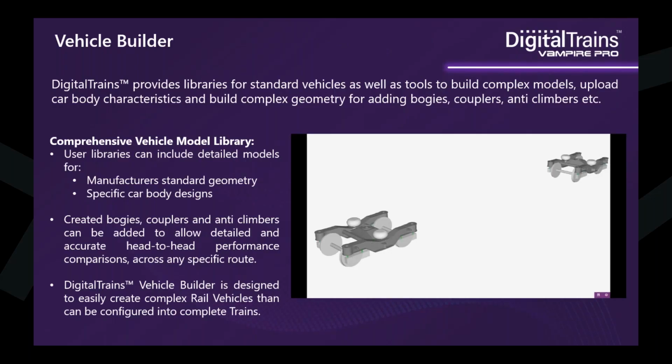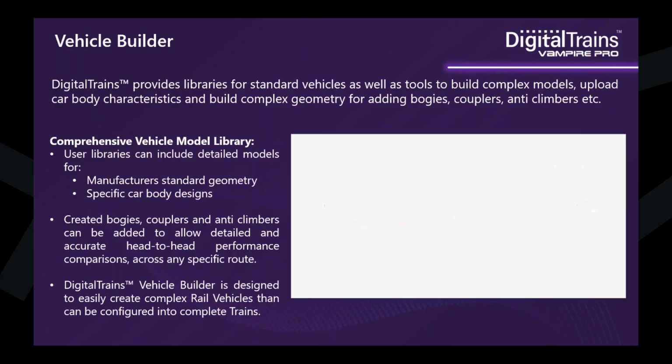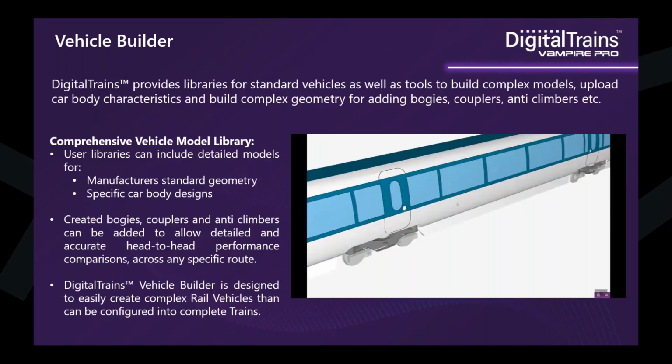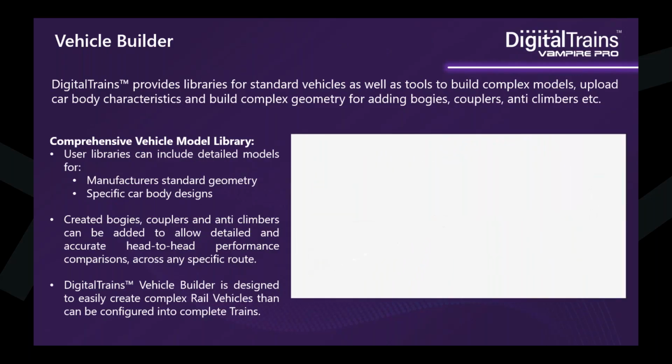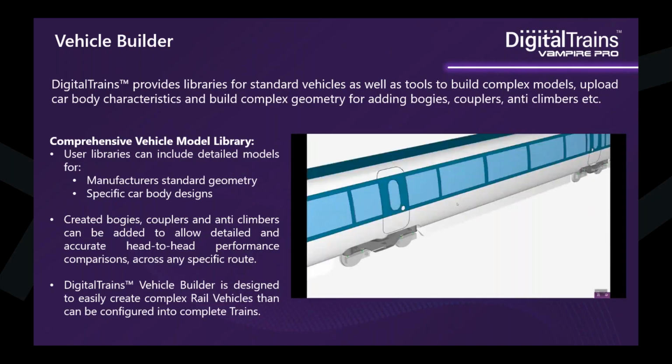So within the vehicle builder, digital trains contain standard vehicles, as well as tools to build more complex models. So these can be of the manufacturer's standard geometry for the vehicle, or specific car designs can be designed within. So we'll look into the bogie and coupler builders next. But as you can see on the video, these can be added to the vehicle to allow detailed and accurate head-to-head performance comparisons, which again can be run across any specific route and then simulated and compared as what-if scenarios.